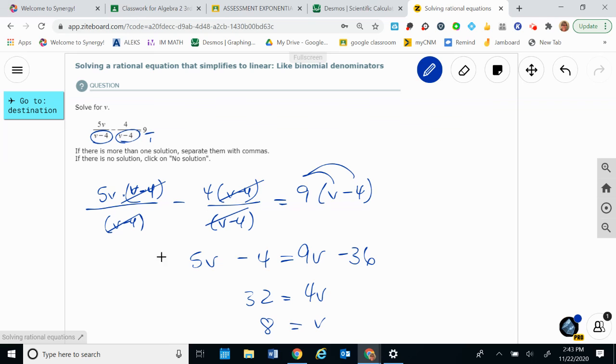You can see that here it was kind of easier. If it were me, I would know that v minus 4 would be it, and then I would cancel it. So I would directly just go from here to, I would have written 5v minus 4 is equal to 9 times v minus 4. Just if you guys are with me there.